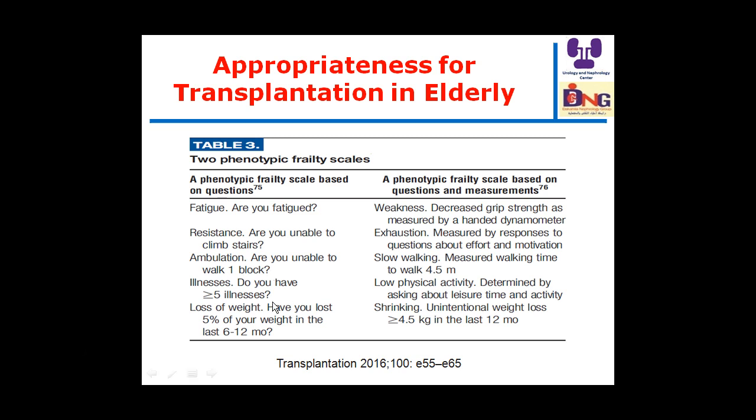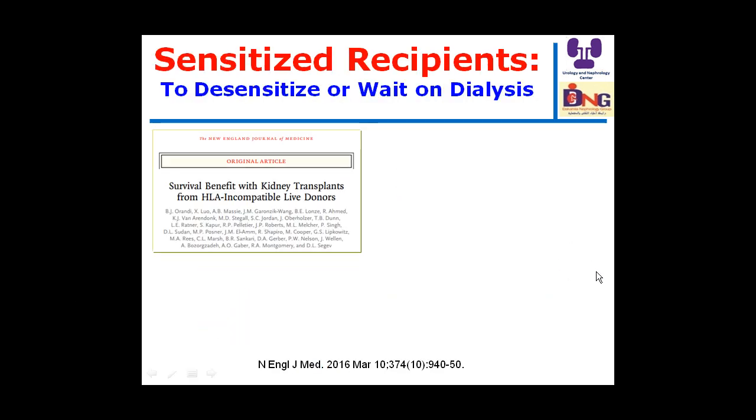Do you have more than 5 illnesses as comorbidity? If yes, 1. No, 0. Losing weight, have you lost 5% of your weight in the last 6 to 12 months? If the answer is yes, 1. No, 0. Here, the total score will be 5. If the score is 4 to 5, this is frailty, and this patient will not be suitable for transplantation. Then the intermediate is 3 to 2, and less than 2 is no frailty. If there is no frailty, we can proceed for transplantation. And this is another score that can be followed.